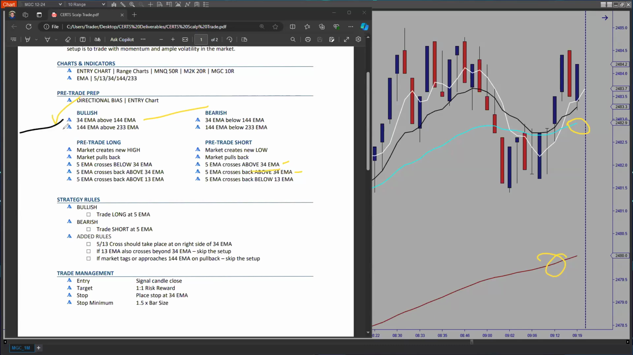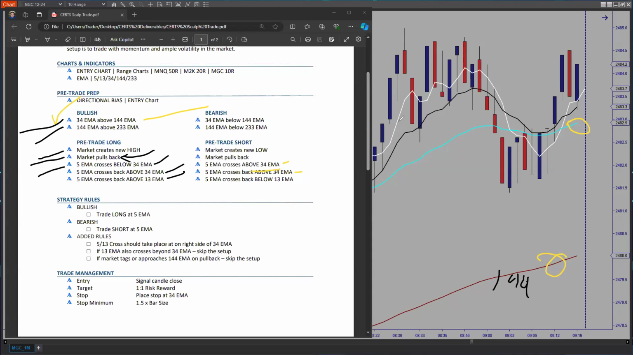All right. So anyway, let's see. So 34, 144, 144 is above the 233, clearly, because you can't even see it. Oh, thanks, Daniel. Pre-trade long, market creates new highs. Sound familiar? Market pulls back to where? You'll see it doesn't really necessarily mean you need anything definitive there because the EMAs are going to tell us what we need as far as the location.